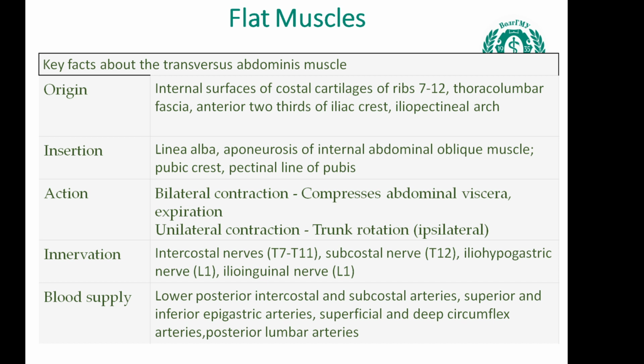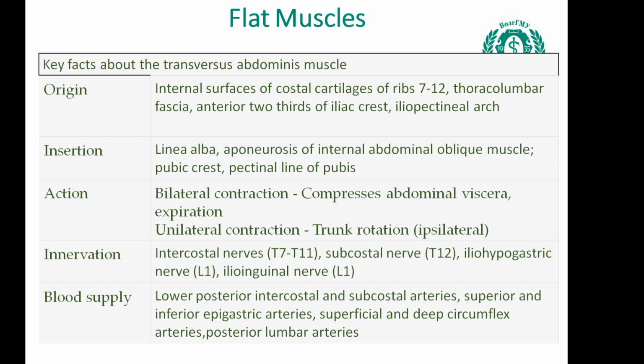Key facts about the transversus abdominis muscle. Its origin: internal surface of costal cartilages of ribs from 7th to 12th, thoracolumbar fascia, anterior 2/3 of iliac crest, iliopectineal arch. Insertion: linea alba, aponeurosis of internal abdominal oblique muscle, pubic crest, pectinal line of pubis. Action: bilateral contraction compresses abdominal viscera and aids expiration. Unilateral contraction provides trunk rotation. Ipsilateral rotation.